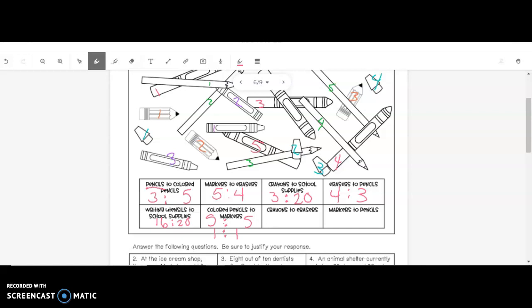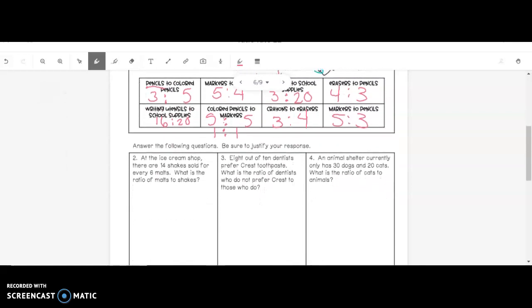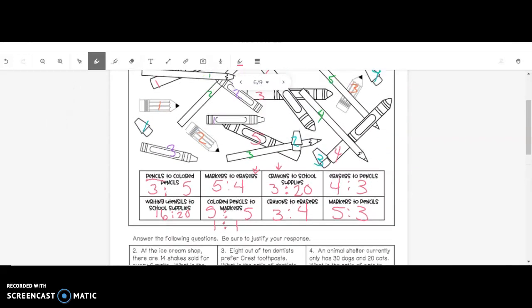Crayons to erasers, well, we already got crayons from here, so that's 3. And erasers we had right here, so that's 4. And markers to pencils, we had 5 markers. And pencils we had 3. And that's it for this. We're going to go ahead and skip these other questions, and we're going to add those to our journal.